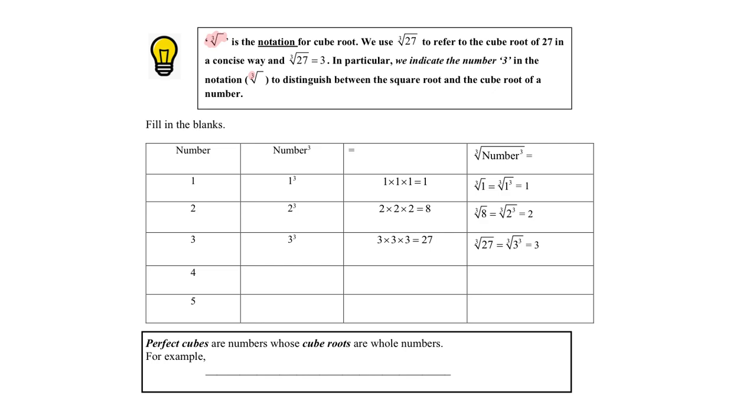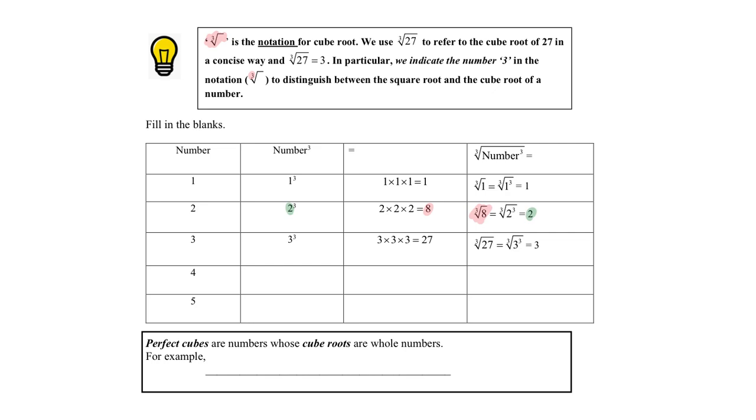So as we do it here, 1 cube is 1 times 1 times 1, and when we cube root 1, it will give me back 1. 2 times 2 times 2 is 8. And when we cube root 8, we get back 2. Okay, we get back 2.